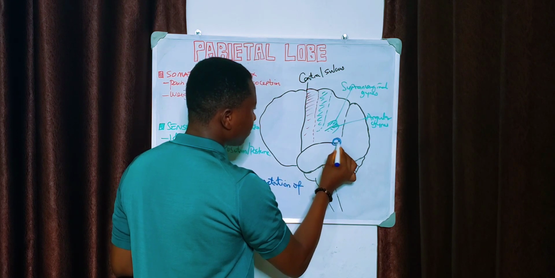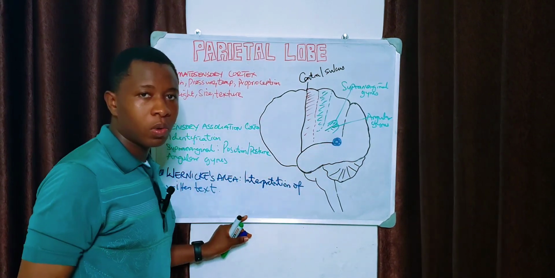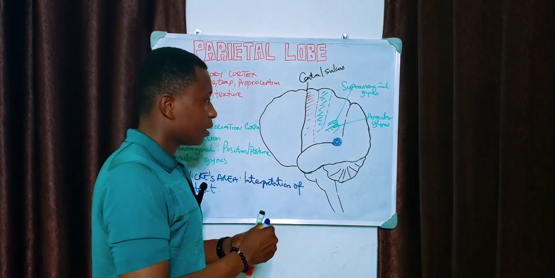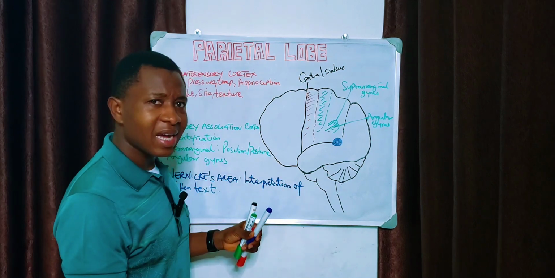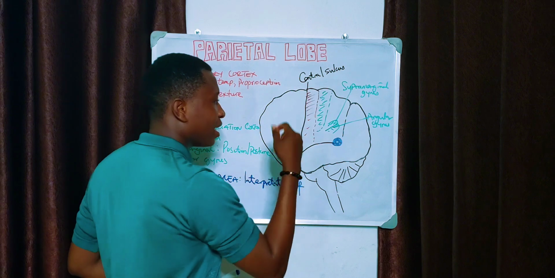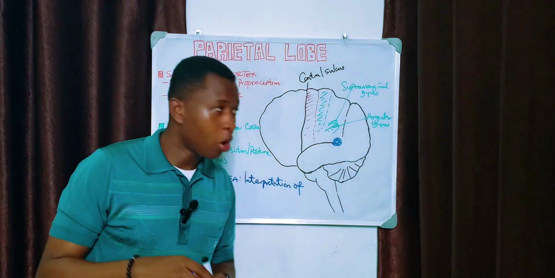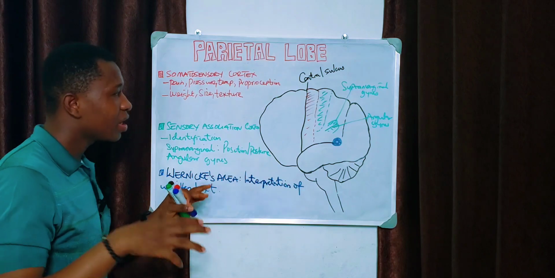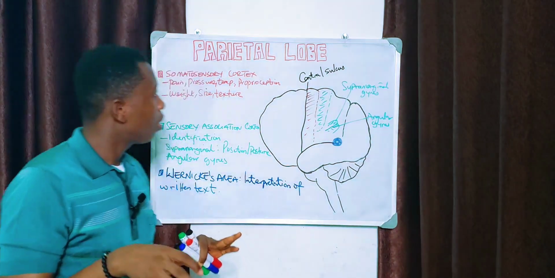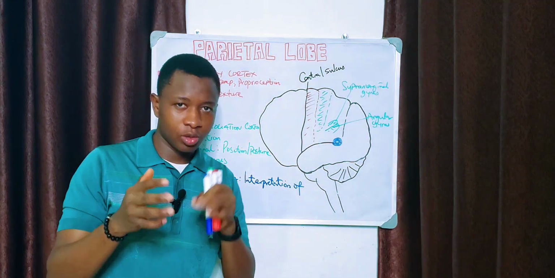All right. Now, the Wernicke's area is found here. Now, some people would explain the Wernicke's area when they're talking about the temporal lobe, and that is because the Wernicke's area enters both the temporal lobe and the parietal lobe. So you can find the Wernicke's area in the parietal lobe, and you can also find it in the temporal lobe. All right. So this is just a quick run through on the parietal lobe. Thank you, and see you in my next video.